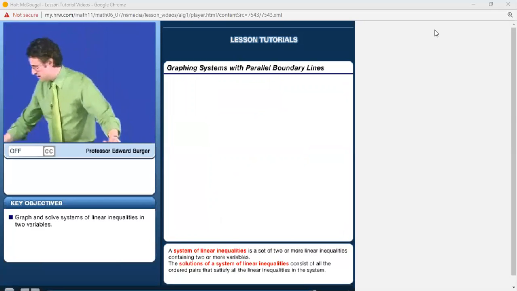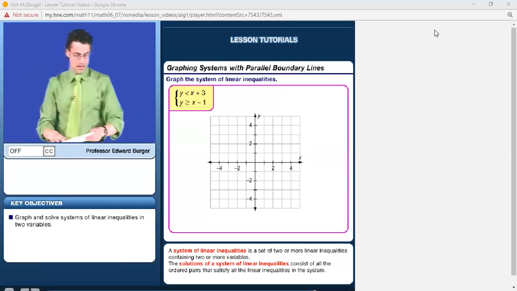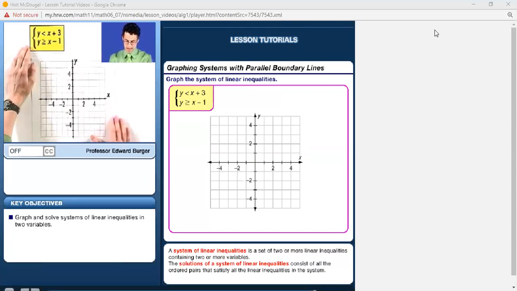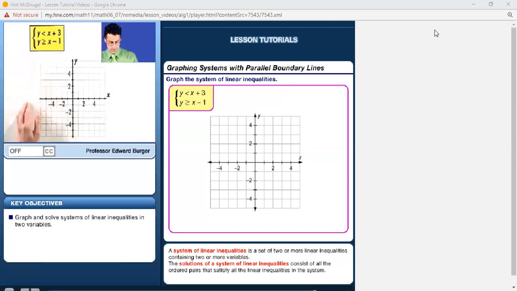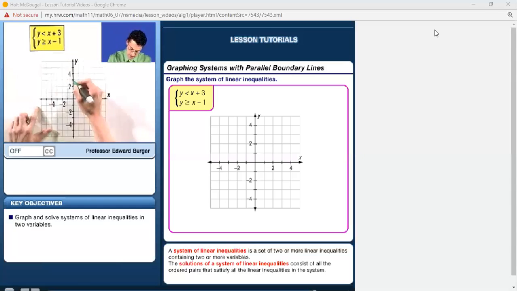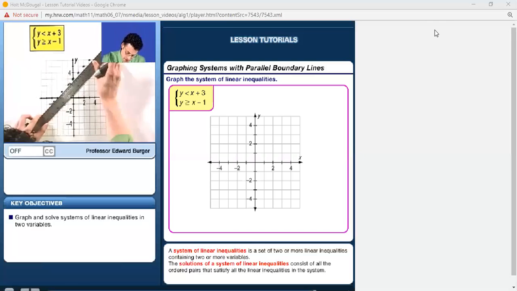So the question is, let's take a look at this system. It's y less than x plus 3 together with y greater than or equal to x minus 1. Now, how does this look? Well, let's check it out. The first one is for the boundary line, y equals x plus 3. So we start off at a y-intercept of 3, and we have a slope of 1 up, 1 over, 1 up, 1 over. Notice that there's strict inequality, and so in fact, this is going to be another dashed line.